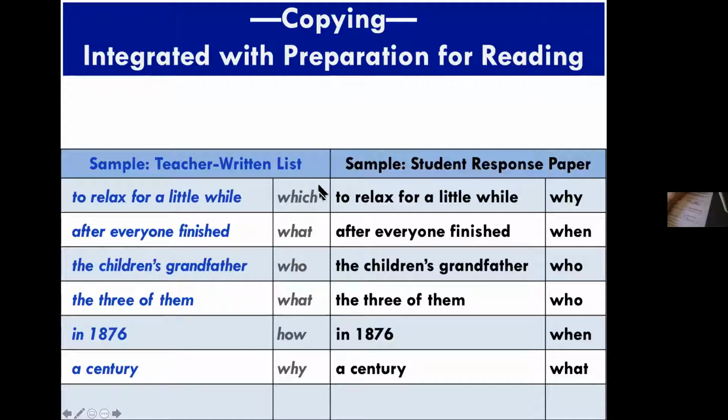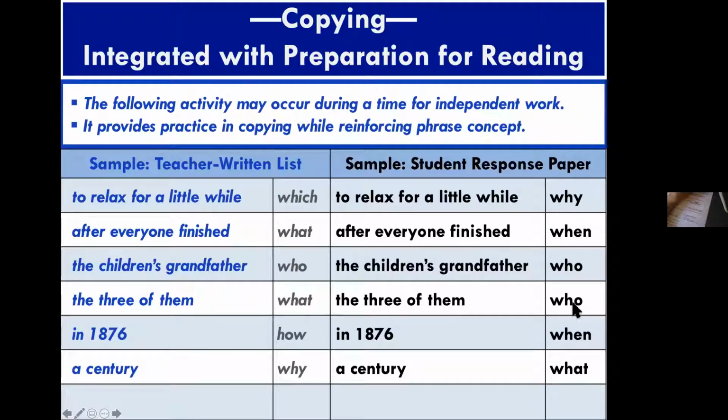And each one of those phrases answers one of these questions. So the student would recopy the phrases and then choose. You would tell them how to fold their paper. Is that up there at the top? Yeah. So they know exactly where to put things, and then they would choose the question that goes with each of the phrases. So you're practicing the comprehension and phrase concept, but you're also practicing copying.